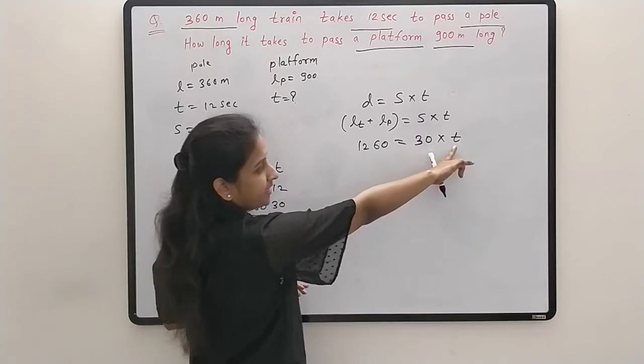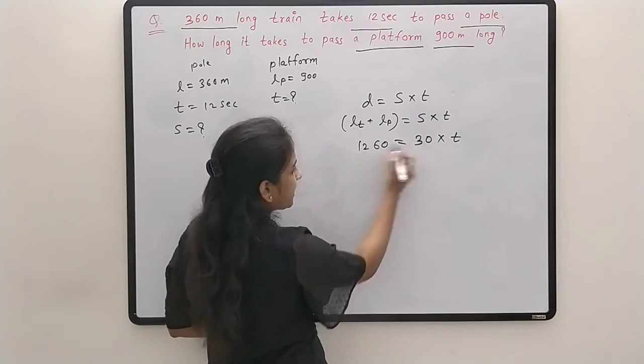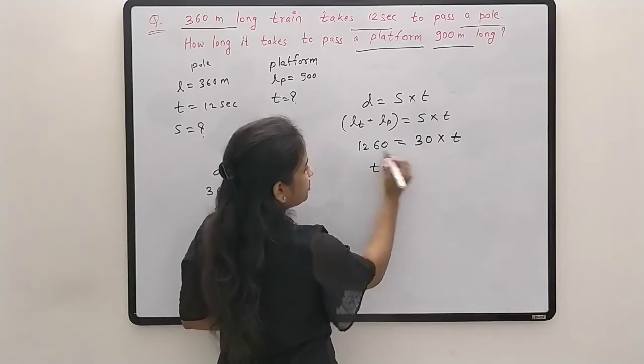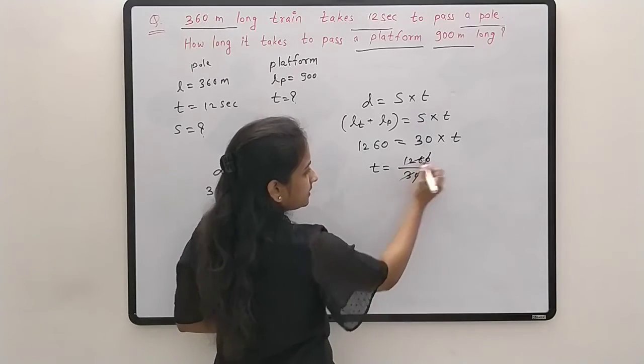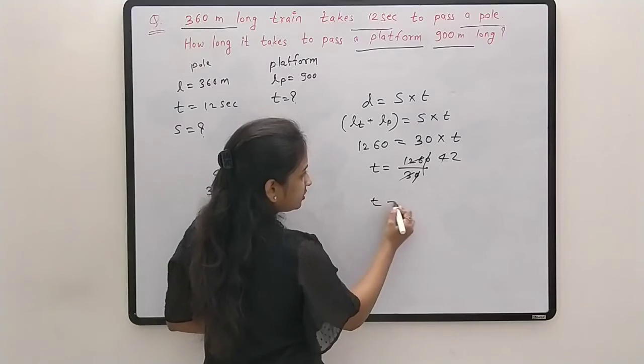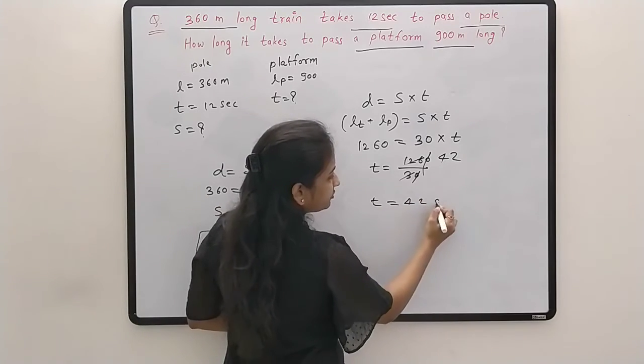In this case, we'll get T in seconds, right? So units are in meters. T is equal to 1260 divided by 30. 0 0 cancel. 3 4s are 12, 3 2s are 6. So time is equal to 42 seconds.